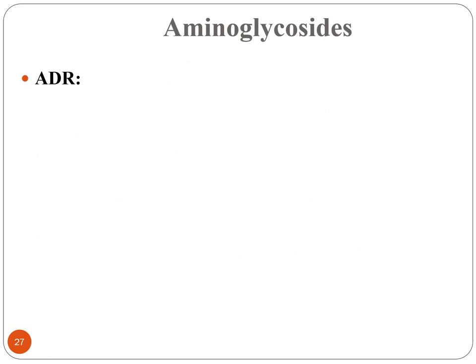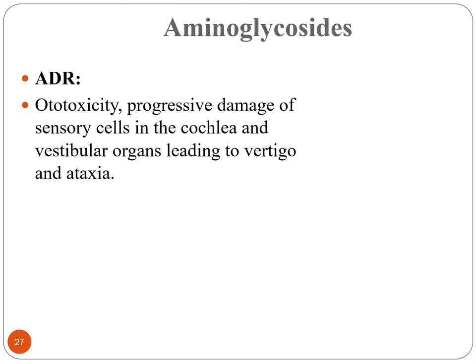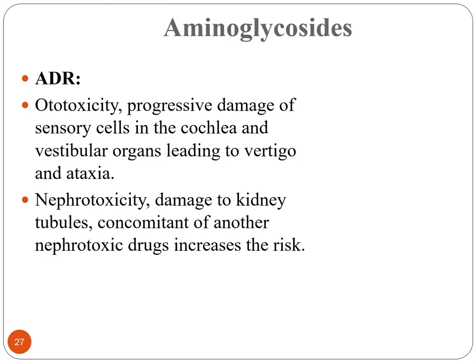Regarding the adverse drug reactions of aminoglycosides, first, they can cause ototoxicity due to progressive damage of sensory cells in the cochlea and vestibular organs, leading to vertigo and ataxia. Also, they can cause nephrotoxicity due to damage of the kidney tubules, so the concomitant use of aminoglycosides with other nephrotoxic drugs can increase the risk of nephrotoxicity. Also, the concomitant use of aminoglycosides with ototoxic drugs such as loop diuretics is contraindicated because loop diuretics can potentiate the ototoxicity produced by aminoglycosides.